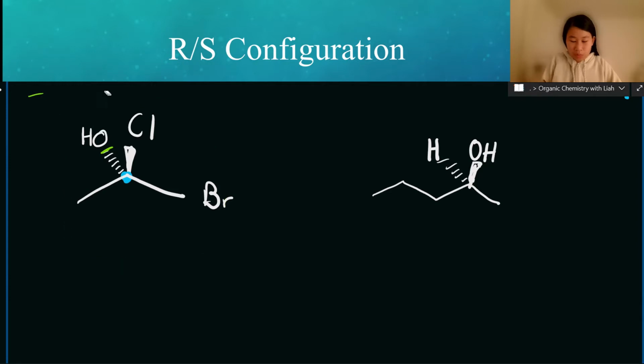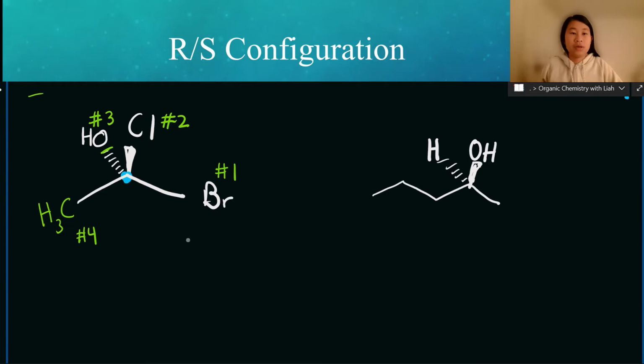For this one, we're going to want to prioritize the atoms or the groups based on the atomic number. So pull out a periodic table and compare chlorine, bromine, oxygen, and carbon, right? Because over here we have a CH3. You will find by looking at the periodic table that bromine has the highest atomic number. Therefore, it is priority number 1, the highest priority. Next, you will see that priority number 2 is chlorine. Then we have number 3 priority as oxygen. And number 4 priority is the remaining one, carbon.